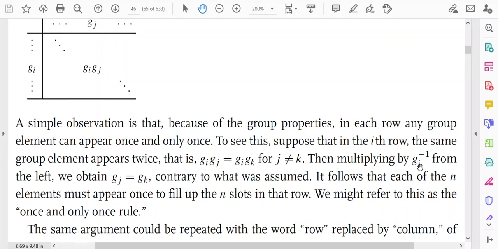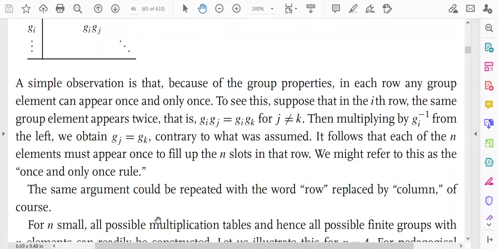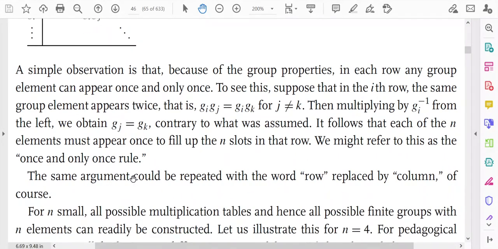Now let us multiply Gi inverse from the left. If we multiply Gi inverse from the left to this equation, then we will obtain Gj is equal to Gk, contrary to what we have assumed. Gj is equal to Gk means that one element occurs only once. It follows that each of the n elements must appear once to fill up the n slots in that row. If there are n slots, one element will appear only once, and we might refer to this rule as the once and only once rule. So this is the rule we were talking about.